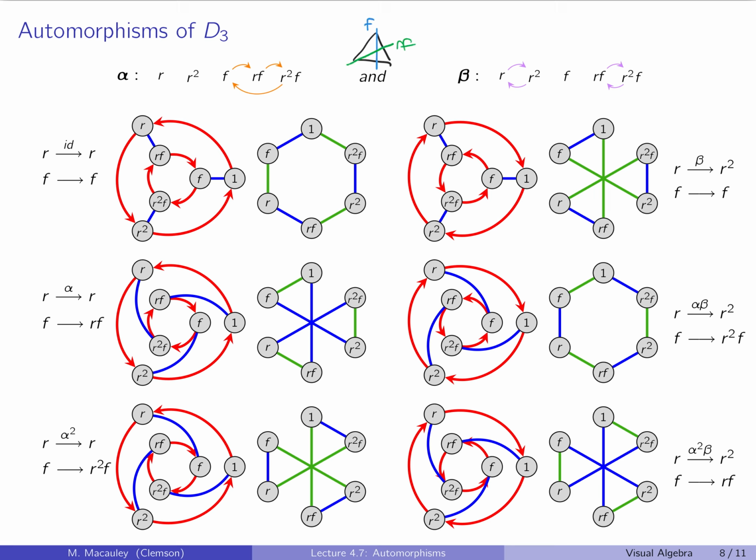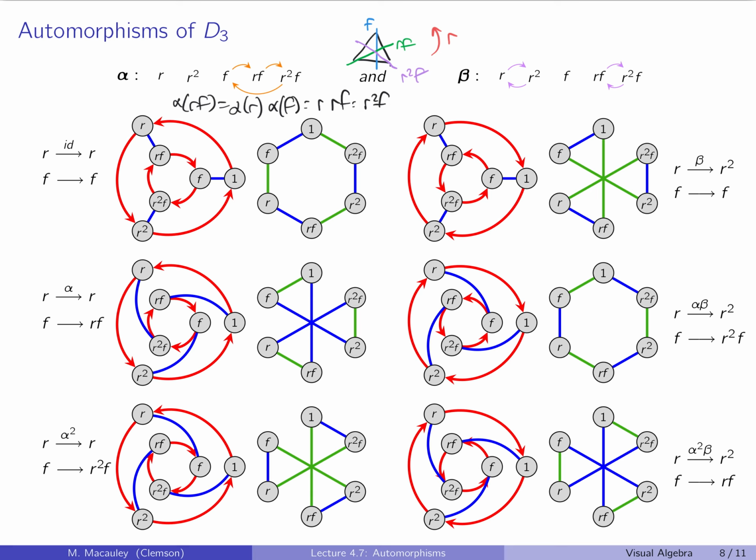RF is a different reflection, and this one here is going to be R squared F. And then R is going to be a rotation by 120 degrees in the counterclockwise direction. So alpha, we said, sent F to RF, and as a result, that sends RF to R squared F. Algebraically, that's just because alpha of RF equals alpha of R times alpha of F, which is R times RF, which is R squared F.